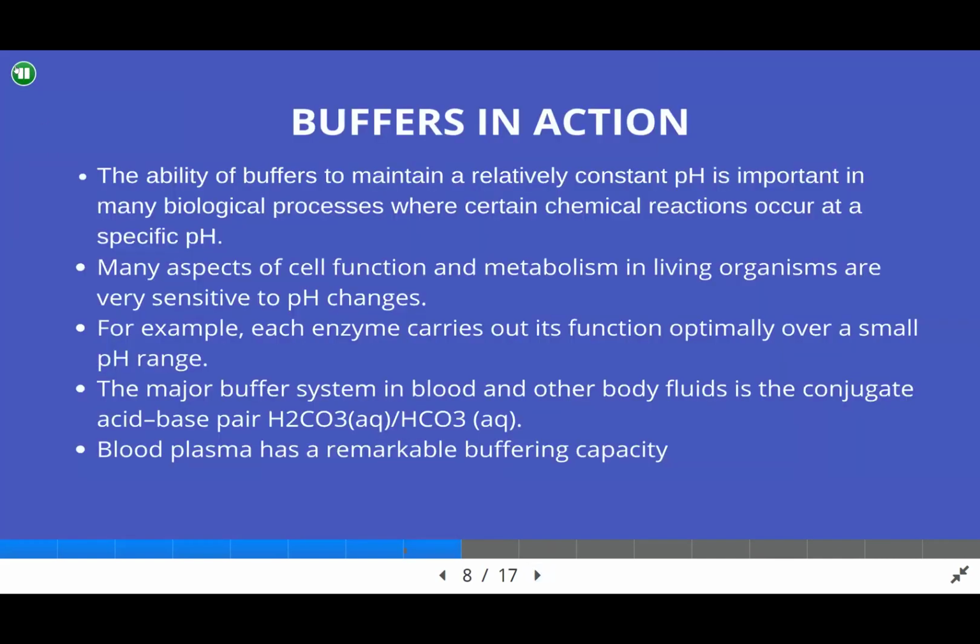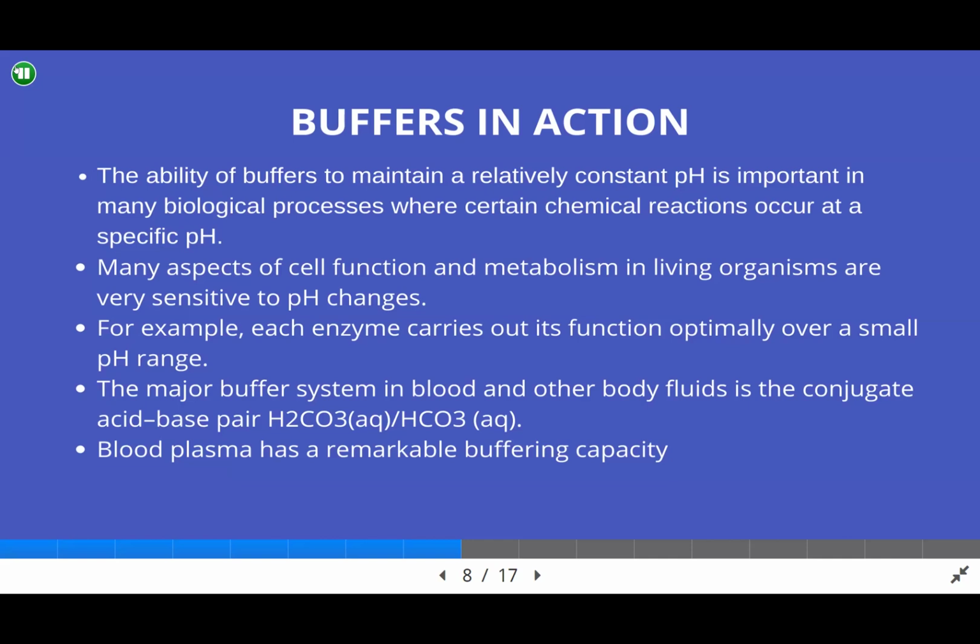Moving on to buffers in action. The ability of buffers to maintain a relatively constant pH is important in many biological processes because certain chemical reactions need a specific pH. Many aspects of our cell functioning and metabolism are very sensitive to pH changes. So we use buffers to keep a small pH range in our bodies. For example, each enzyme carries out its function optimally over a small pH range.